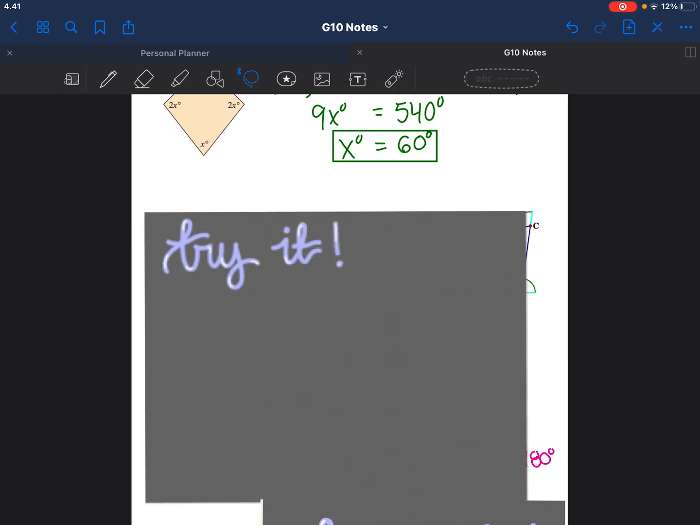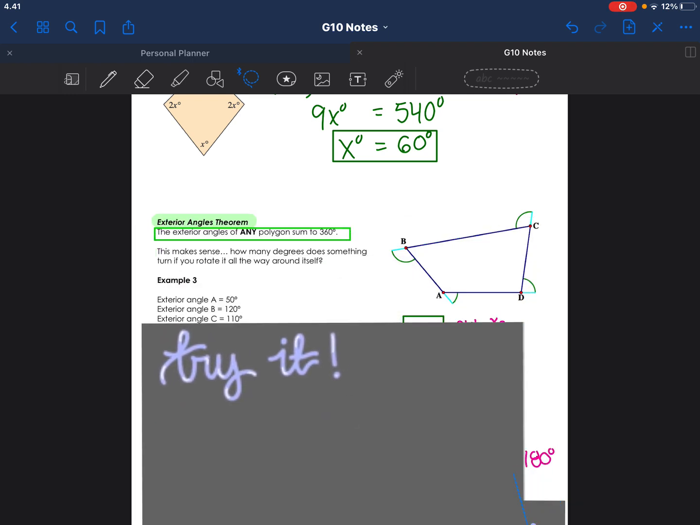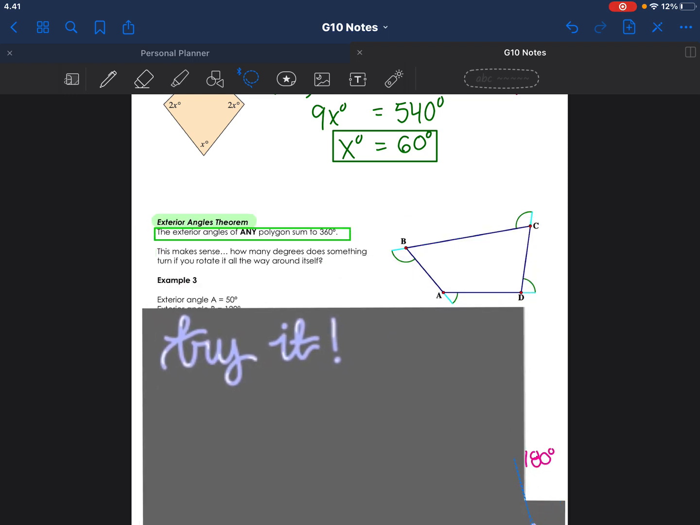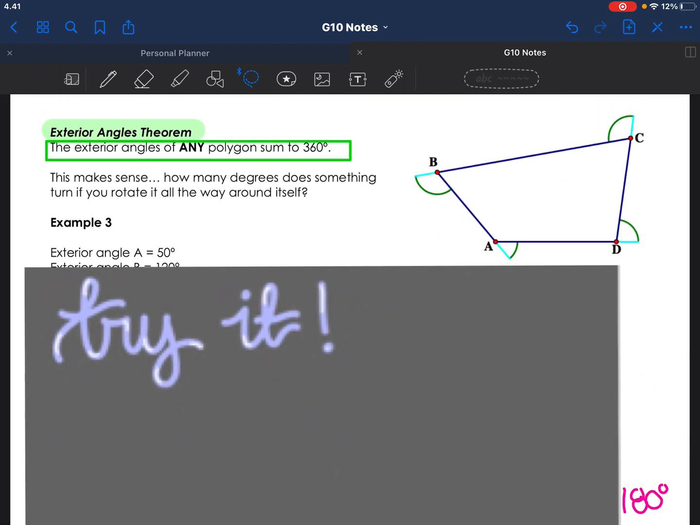All right, so how about we do this here? We talked about the insides of a polygon, but now we're going to talk about the outside angles, or the exterior angles. So write this down somewhere in your notes and highlight it. There's a theorem, a fact in mathematics. It says the exterior angles of any polygon sum to 360 degrees. Write that down, box it. Okay, which makes sense, right?